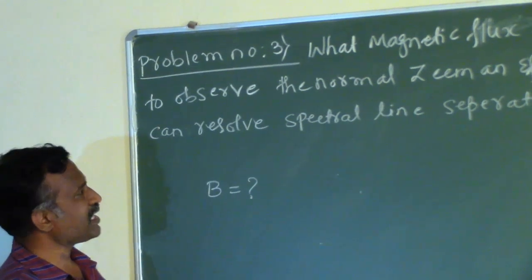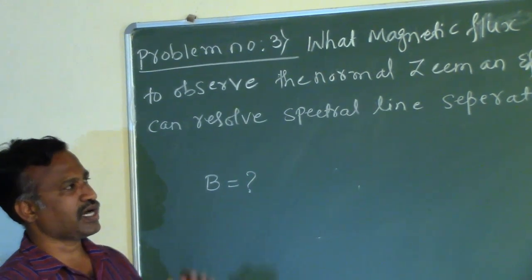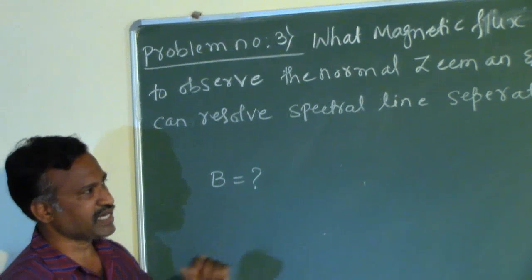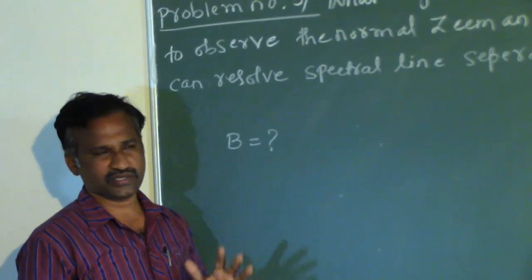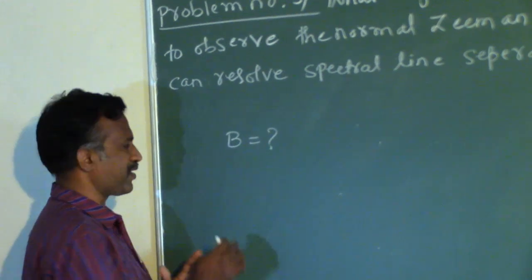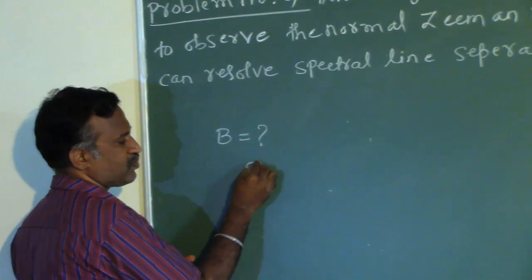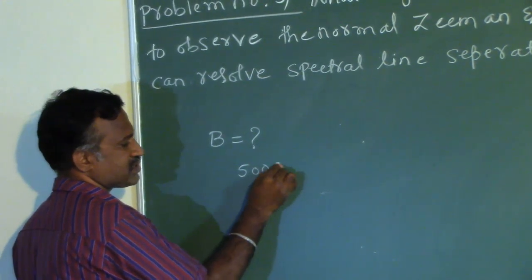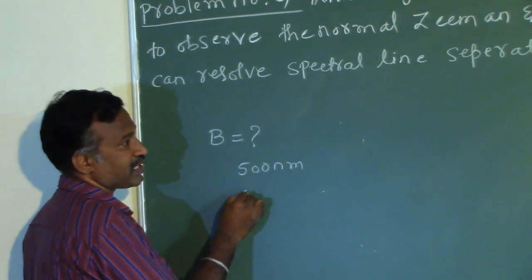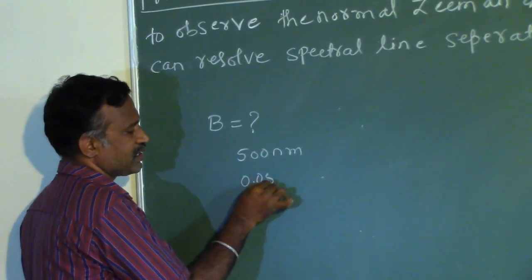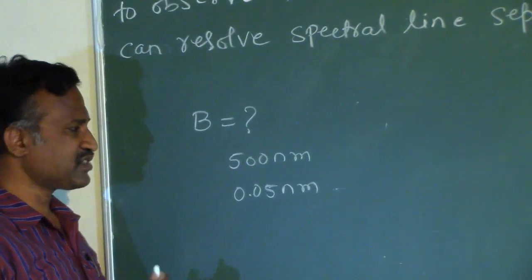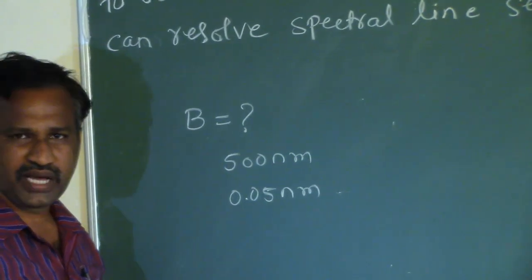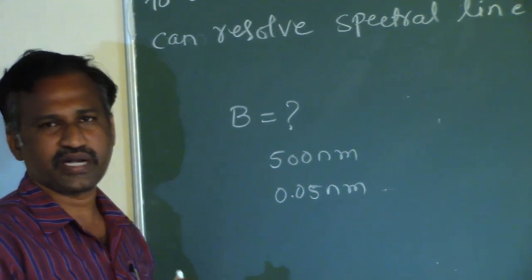Now the data they have given is two wavelengths. One is 500 nanometer and the other is 0.05 nanometer. So let us write down those two wavelengths. One is 500 nanometer and the other is 0.05 nanometer. First we have to identify which is λ and which is Δλ or dλ.